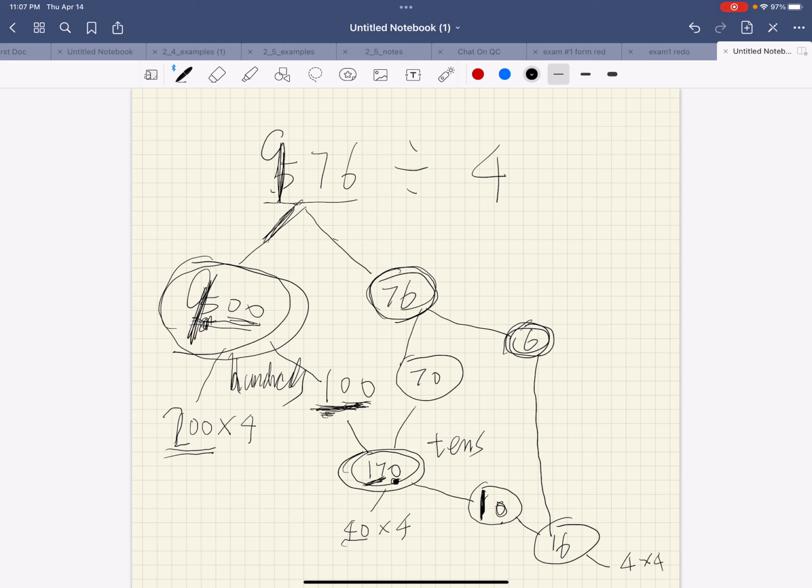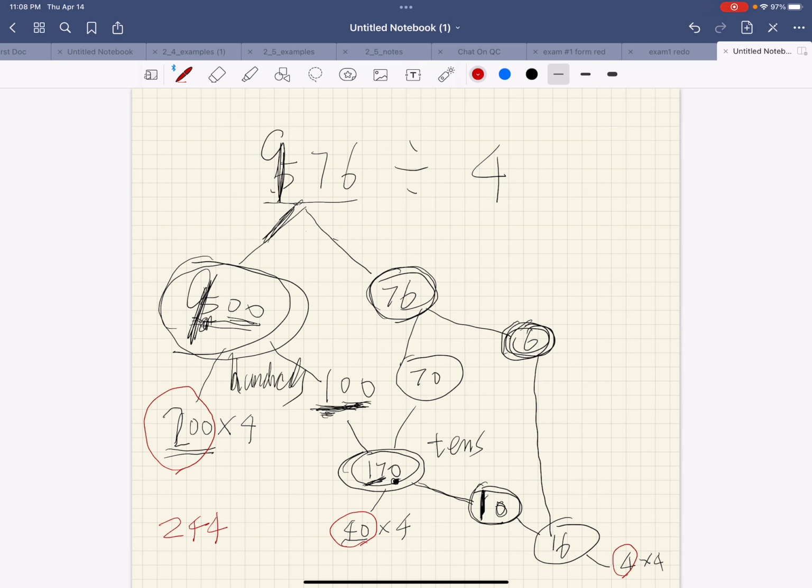The last time I'm working with ones. I add the remainder 10 and the other remainder 6. So I get 16, and I know it is 4 times 4. So the first step I got 200, the second step I got 40, the third step I got 4. So the main result is 200 plus 40 plus 4, which is 244. That is the result.